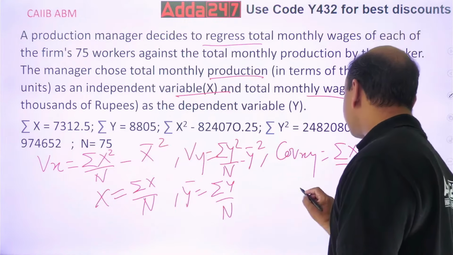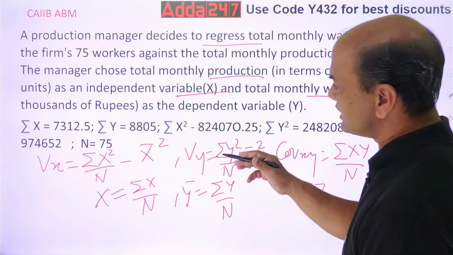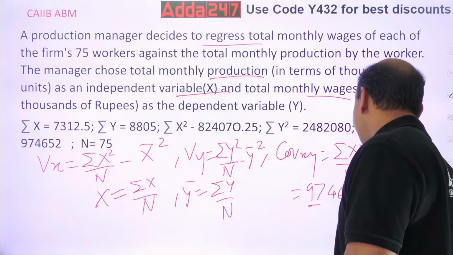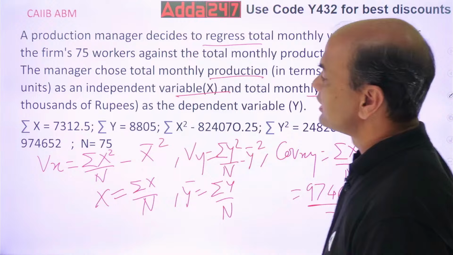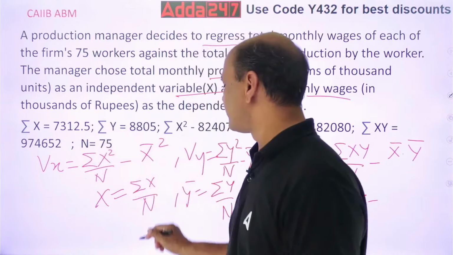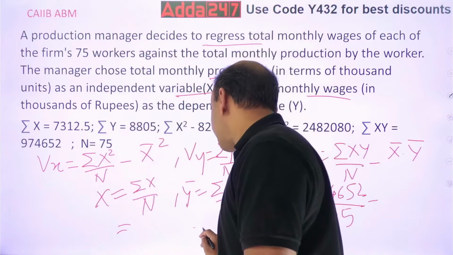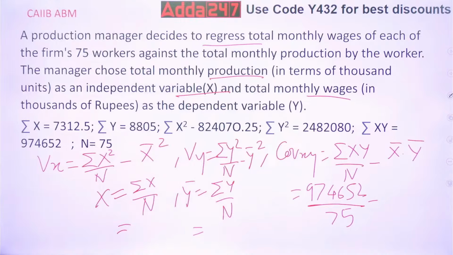974652, I'll write it over here. See this. 4652 divided by 75, minus x bar and y bar. 7312 upon 75. So get the answers, everyone. Get the answer for this, y bar also. I'll also try. You get the answers fast. Speed up, speed up.